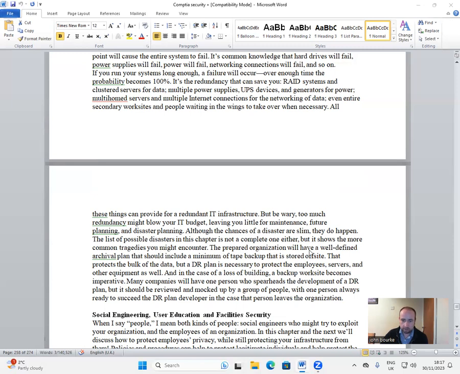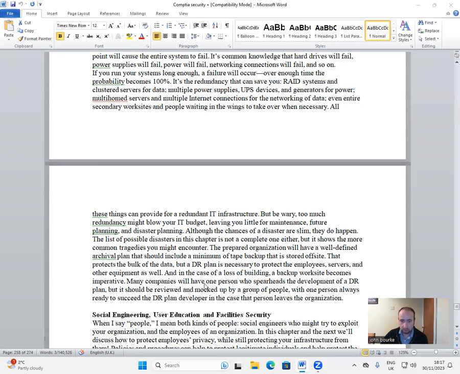The prepared organization will have a well-defined archival plan that should include a minimum of tape backup that is stored offsite that protects the bulk of the data, but a DR plan is necessary to protect the employees, servers, and other equipment as well. And in the case of a loss of a building, a backup worksite becomes imperative.